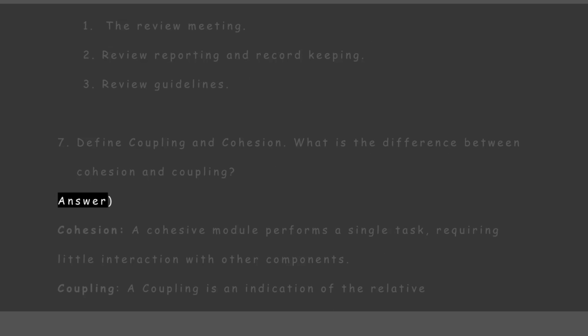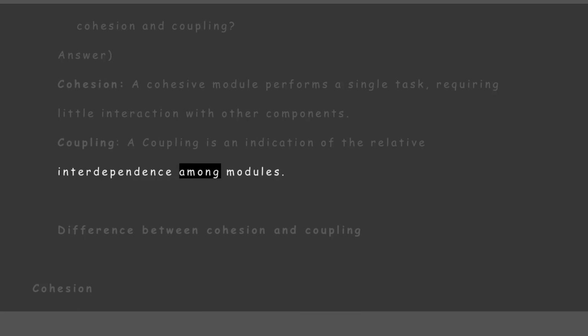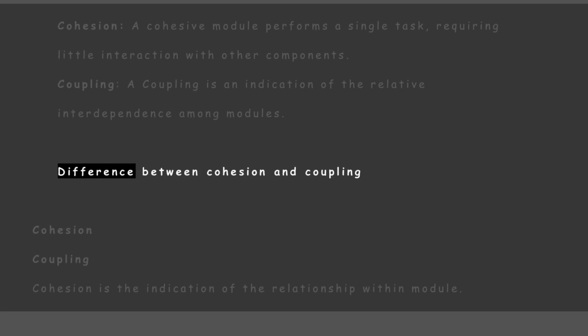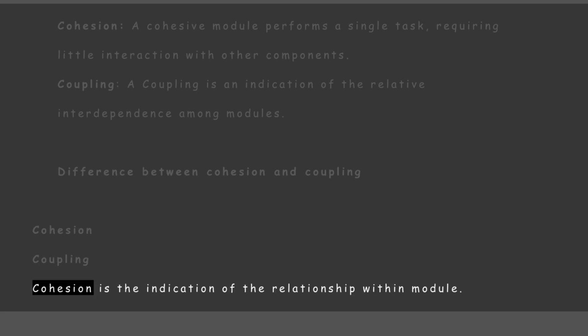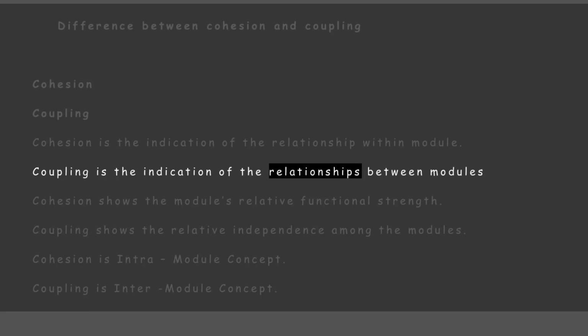Answer. Cohesion. A cohesive module performs a single task, requiring little interaction with other components. Coupling. Coupling is an indication of the relative interdependence among modules. Difference between cohesion and coupling. Cohesion is the indication of the relationship within a module. Coupling is the indication of the relationships between modules.